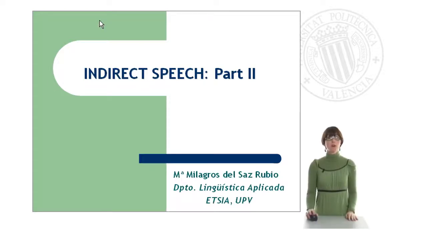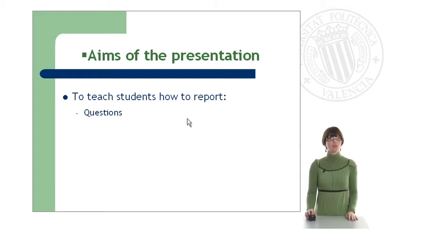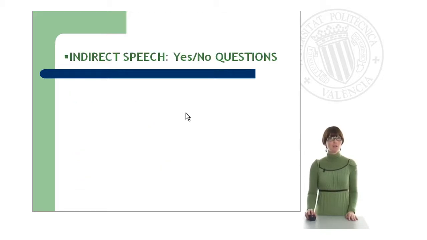Hello, today we're going to talk about indirect speech part 2. The aims of this presentation are the following. First, we're going to teach students how to report questions. Two types, yes or no questions and WH questions. We are also going to have a look at imperatives, and then we're going to practice some of the theory with practical exercises. Now let's begin by having a look at indirect speech yes or no questions.